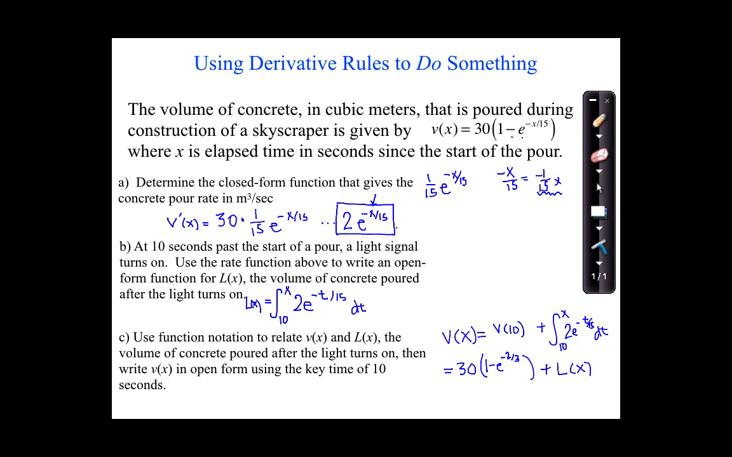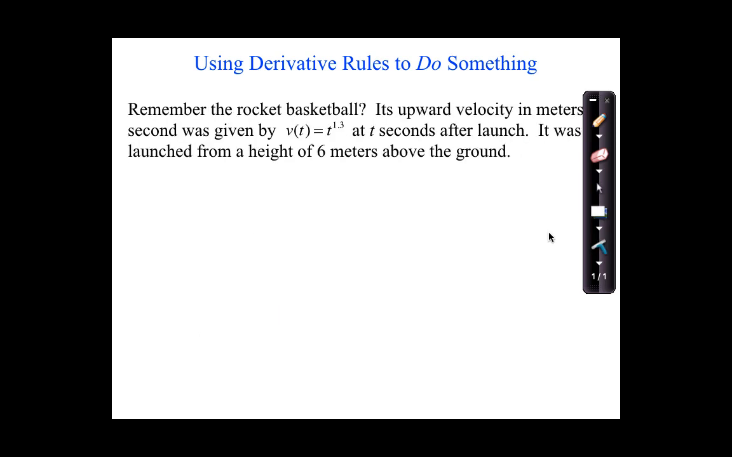All right, so let's do something similar, but with our rocket ball question. The rocket basketball and its velocity was given by this equation, V of t equals t to the 1.3 power. Let's say that it was launched from a height of 6 meters above the ground. I think in one of the random homework questions, it gave you that as an extra piece of information.